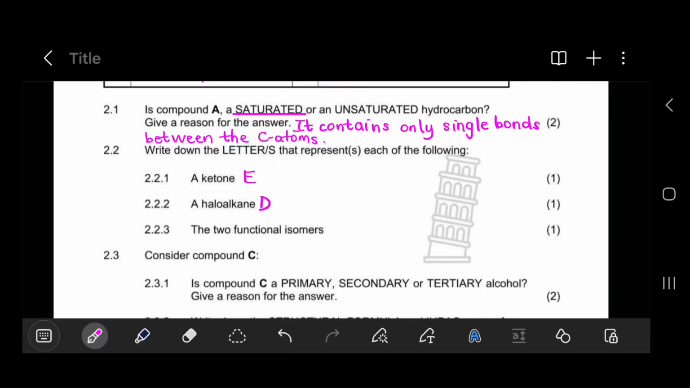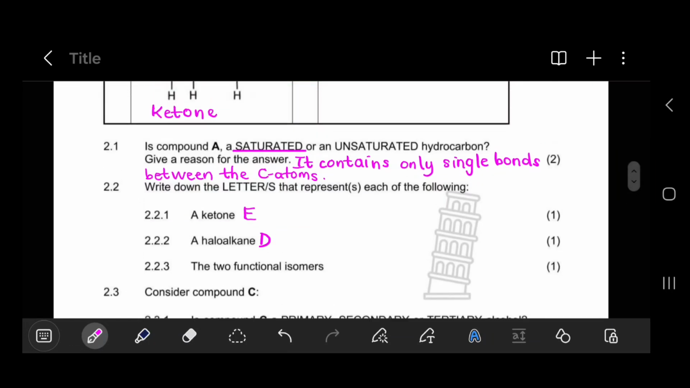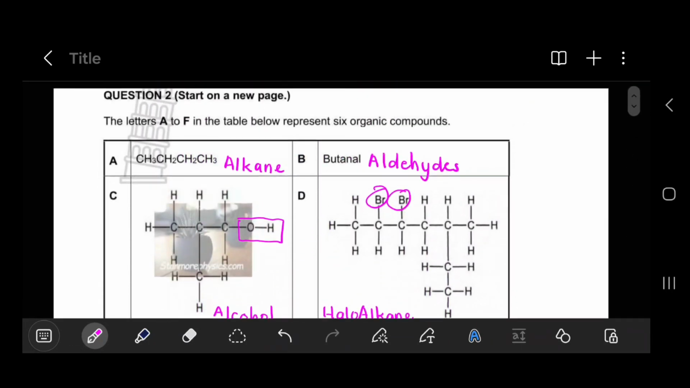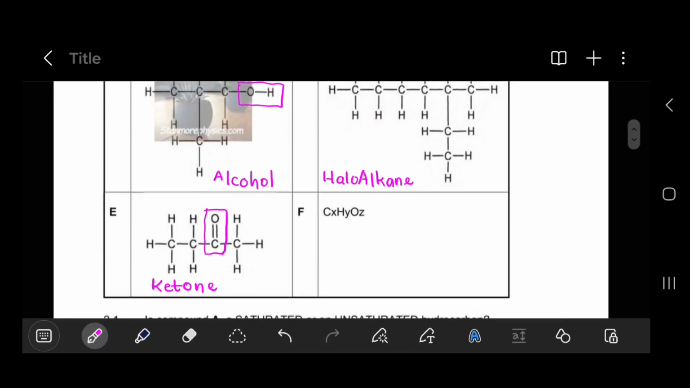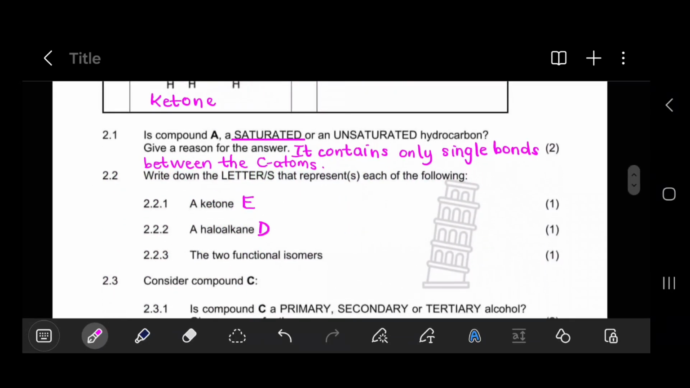2.2.3, two functional isomers. Now remember, functional isomers that you've learnt about are only two. They are carboxylic acids and esters, or ketones and aldehydes. So we did come across a ketone and an aldehyde here. There's our aldehyde, compound B. It's butanol. It contains 4 carbons. And also the ketone contains 4 carbons. So they are functional isomers of each other. The answer is B and E.